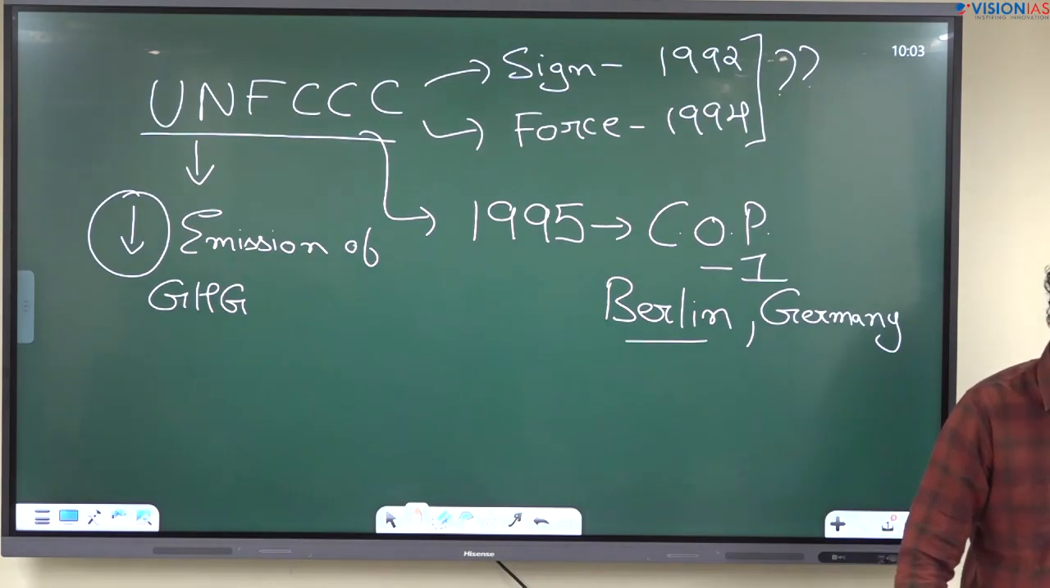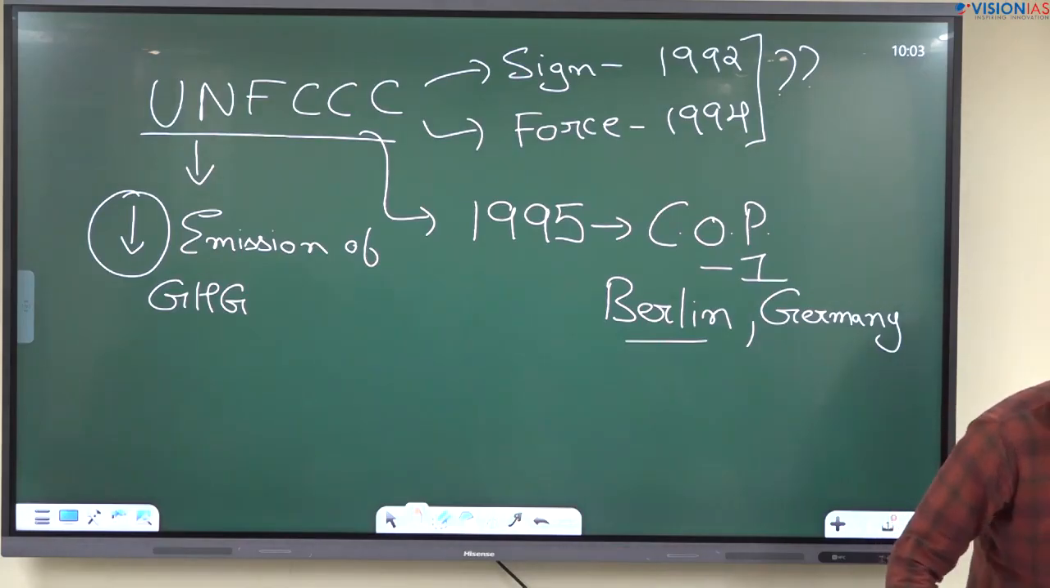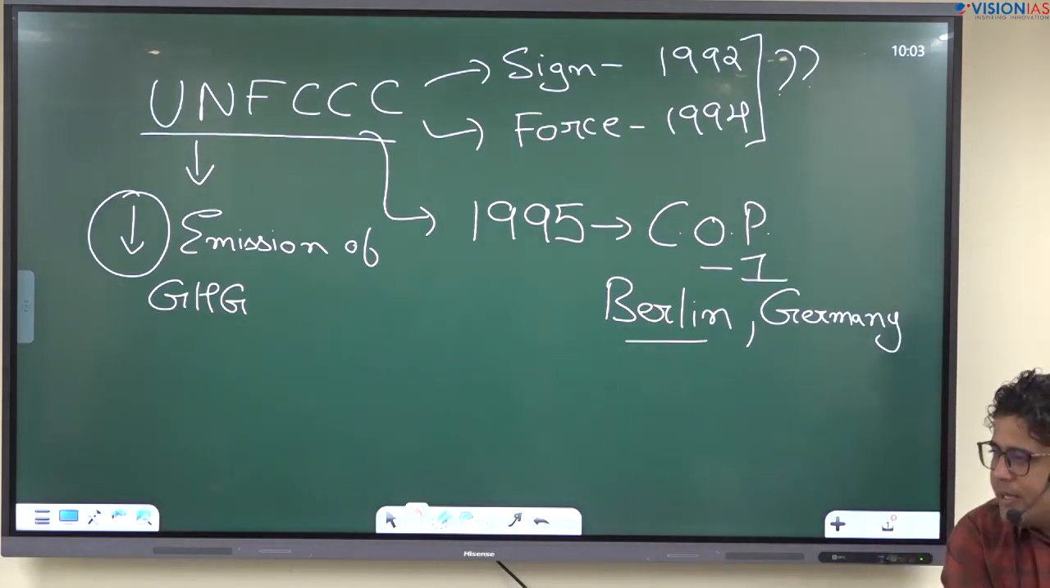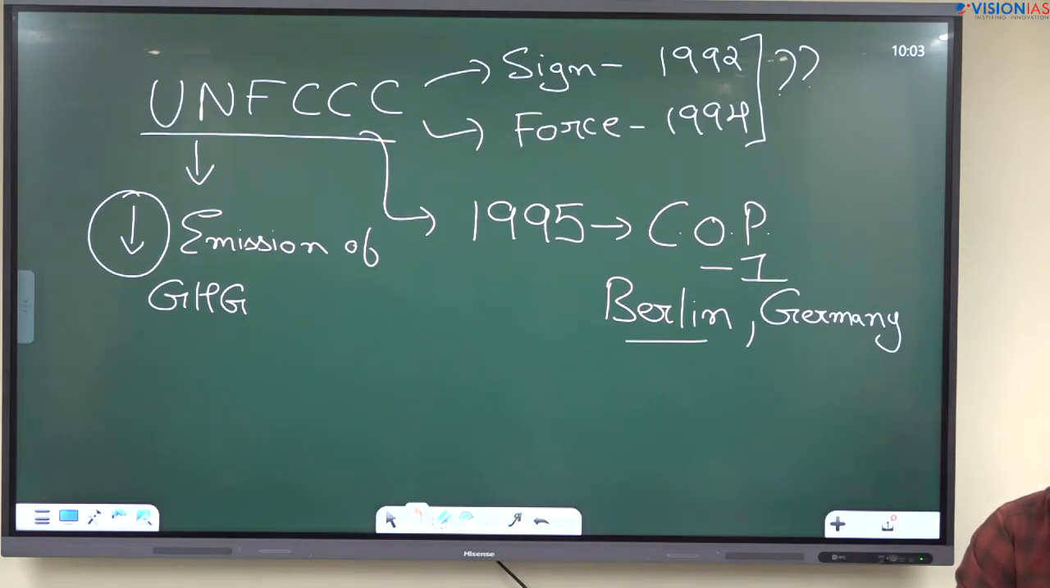UNFCCC contains 2 annexes. Look in your printout. UNFCCC contains 2 annexes. Now what does it mean? It means UNFCCC divides the countries into 2 lists. Annex 1 country, Annex 2 country. Whoever is a member of UNFCCC will be categorized into lists. Just give it a reading and try to understand what is an Annex 1 country and what is an Annex 2 country. Read this.